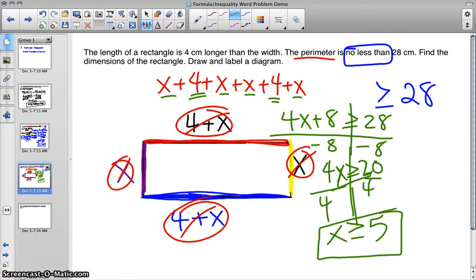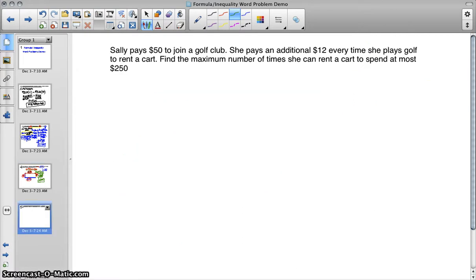Pretty straightforward, right? Let's try another one. Sally pays $50 to join a golf club. She pays an additional $12 every time she plays golf to rent a cart. Wish it was only $50 to join a golf club. I'm just kidding, I don't even play golf.